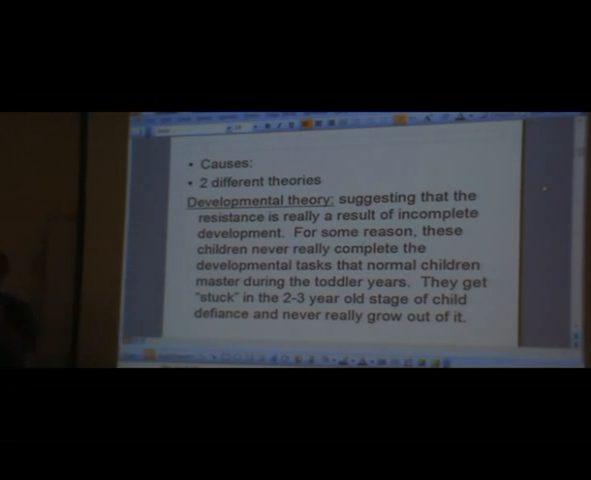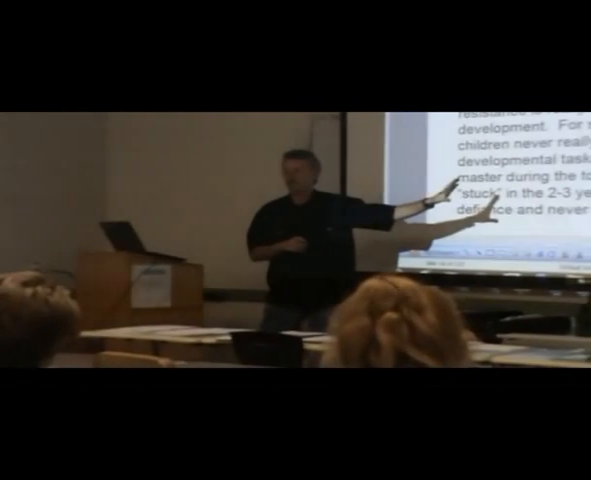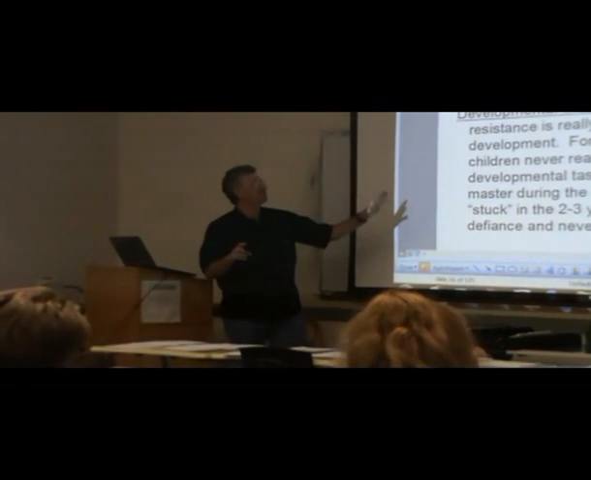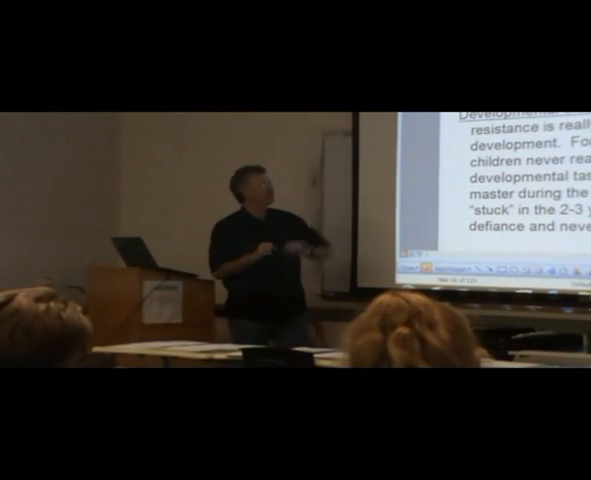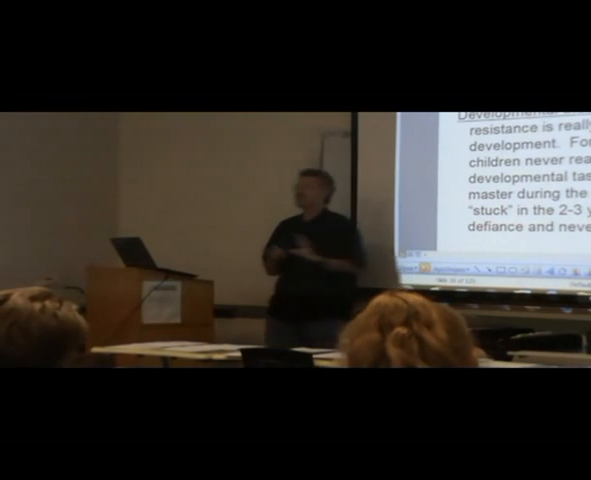All right, there's 2 different theories about why kids do this. You get developmental theory, saying that the resistance is really part of incomplete development. For some reason, these children never really complete the developmental tasks that typically developing children do. They don't master them during the toddler years. They get stuck in the 2 to 3-year-old stage of child defiance and never grow out of it.